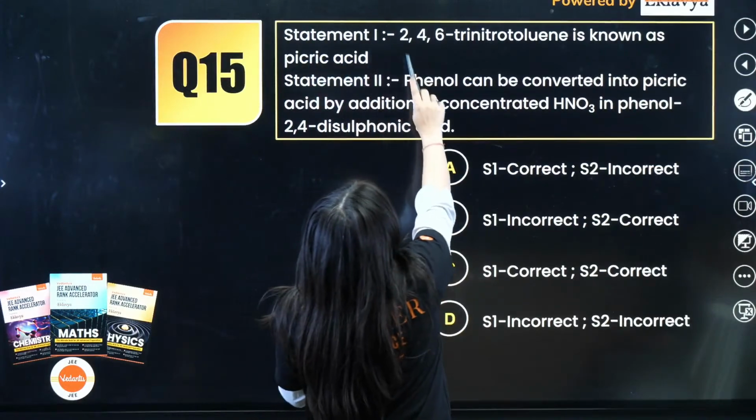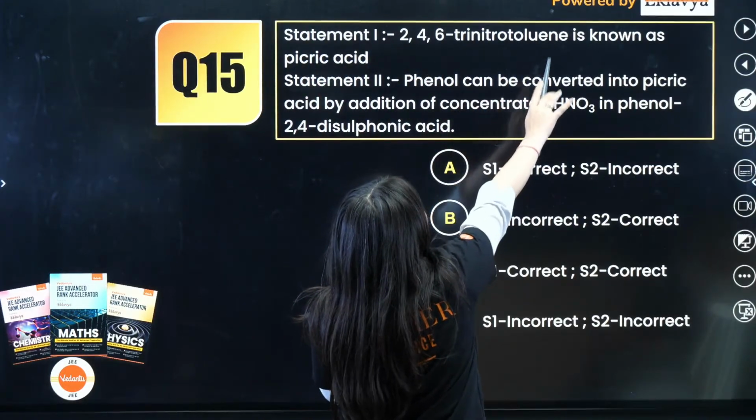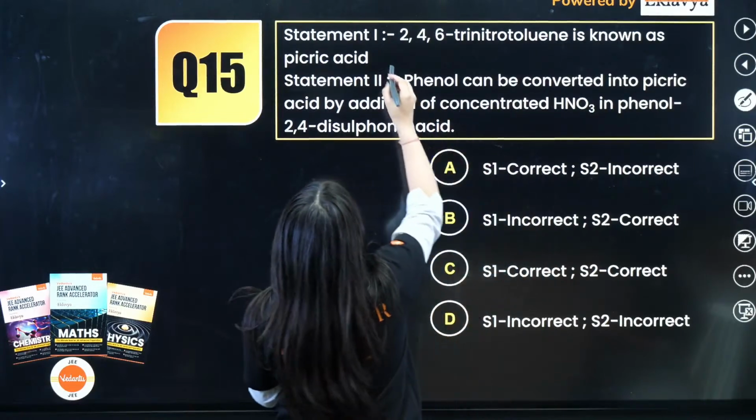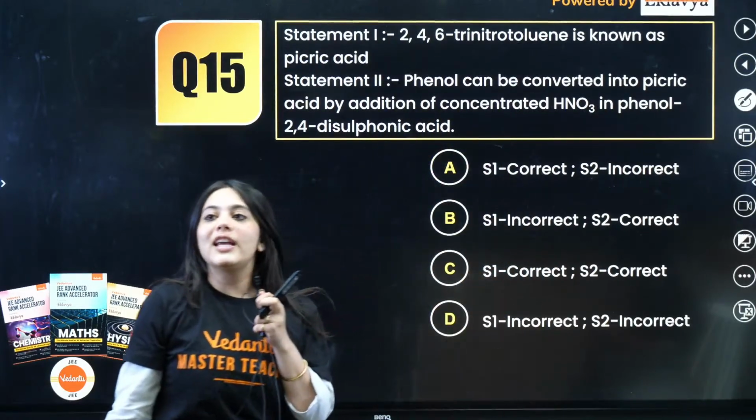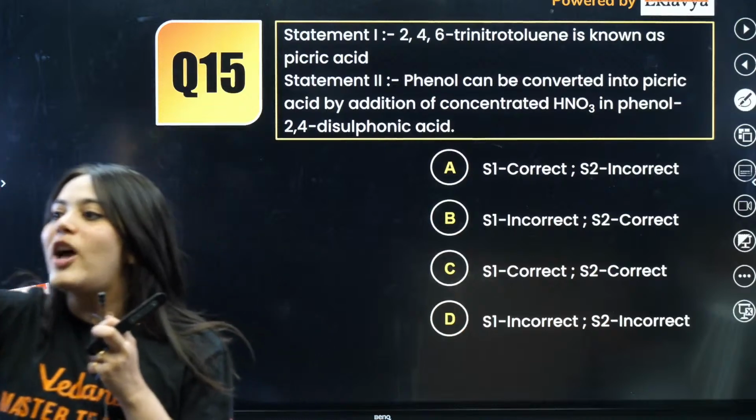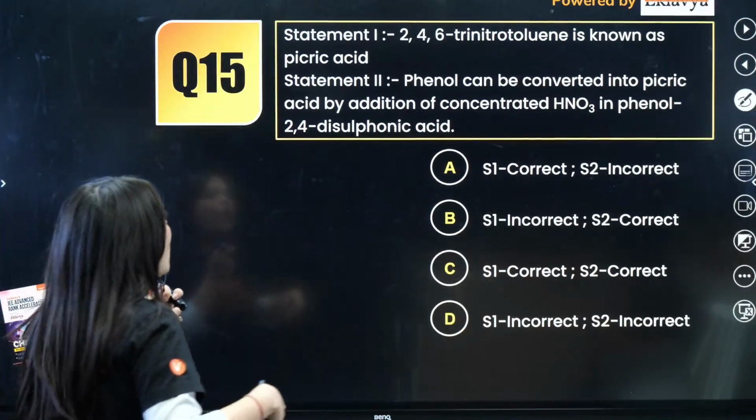Statement 1. 2,4,6-trinitrotoluene is known as picric acid. Is this a true statement or a false statement? Let me know in the chat box. Is this a true or a false statement?